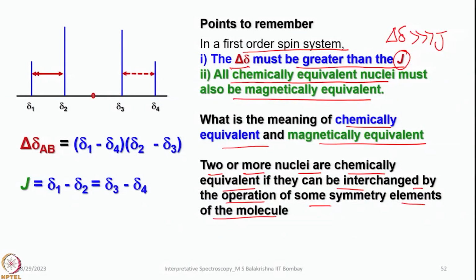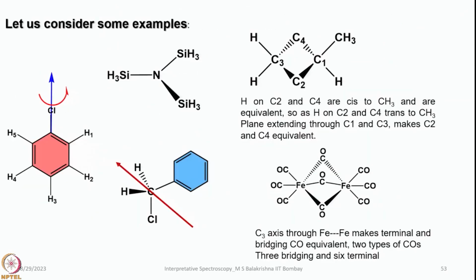In the case of the AB system, we give delta AB equals the square root of (delta 1 minus delta 4) times (delta 2 minus delta 3), and the middle point will be given as delta usually. Then J can be calculated as delta 1 minus delta 2, which is nothing but equal to delta 3 minus delta 4. This is how J is determined, and the chemical shift is also determined here. Delta AB is found by taking the middle of this one. Now let us consider some examples.